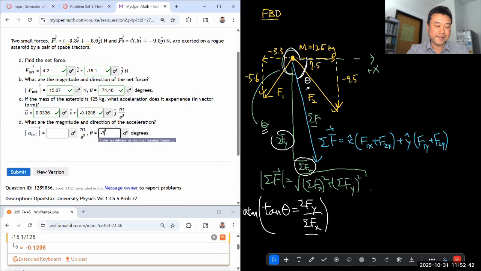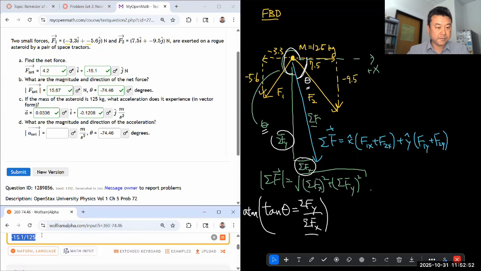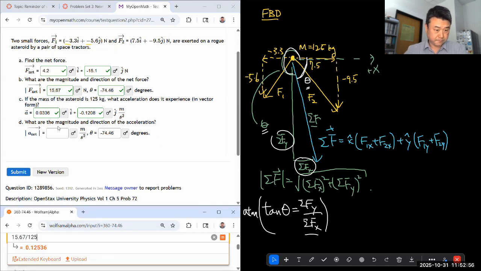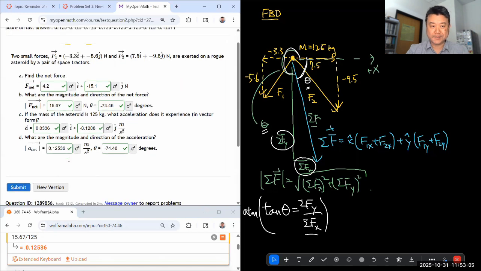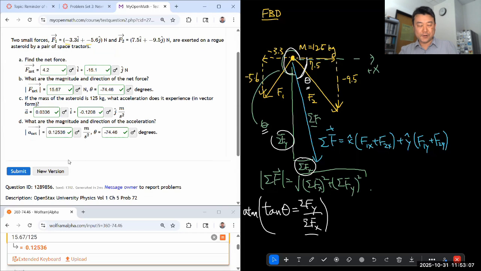The acceleration and the net force are in the same direction, but the magnitude will be simply this divided by 125. So let me do 15.67 divided by 125. So 0.12536. Let's hope it's within 0.1%. Yeah, I don't like 0.1% tolerance. There are so many different rounding things that can cause that much error.